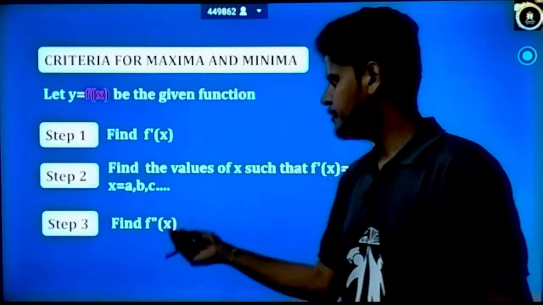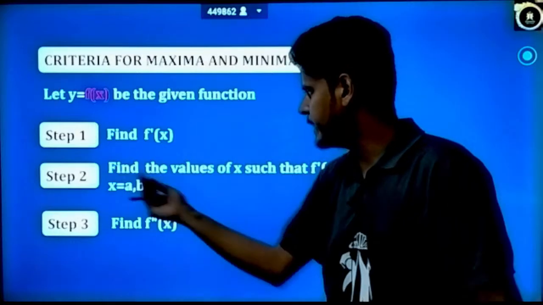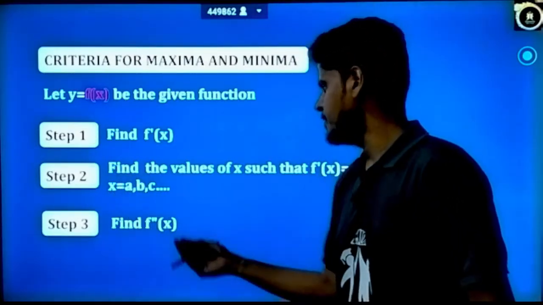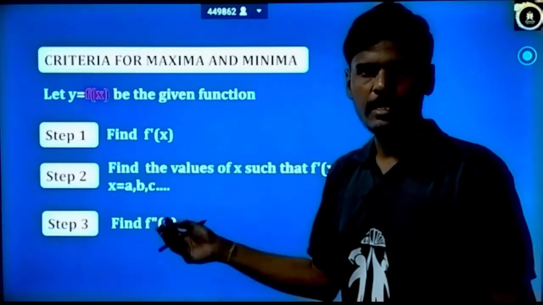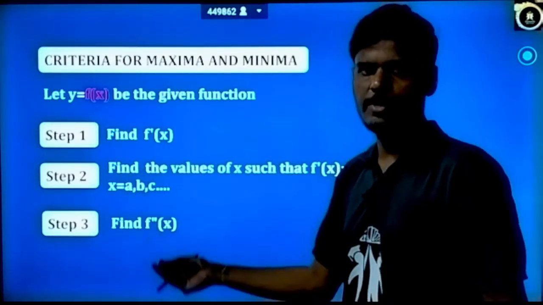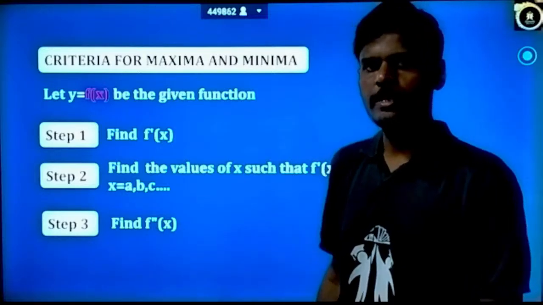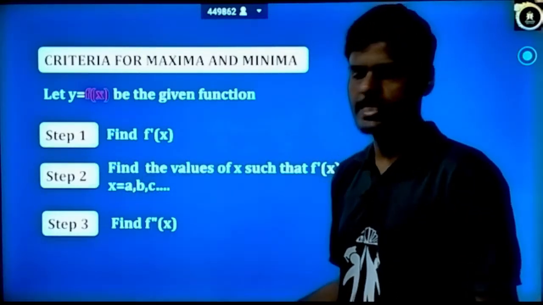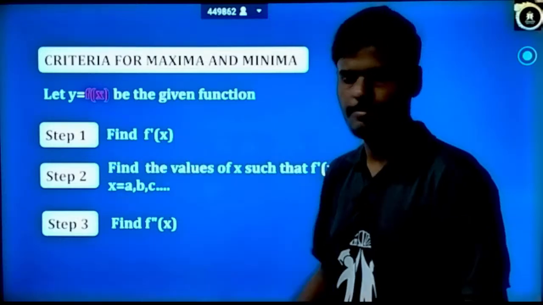Next what we need to do is find f double dash of x at the critical point. That is f double dash of a, f double dash of b, f double dash of c, and see the sign. If it is positive, that corresponds to minimum value. Say f double dash of a is greater than 0, that means a is a point of minimum. F double dash of b is less than 0, that means it is a point of maximum.